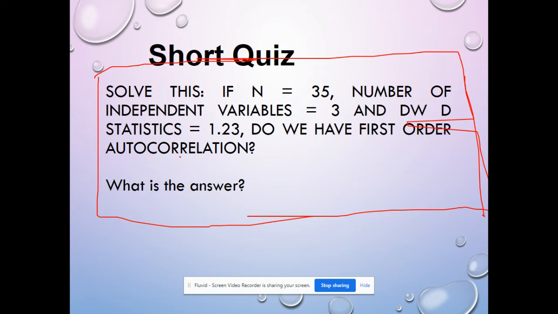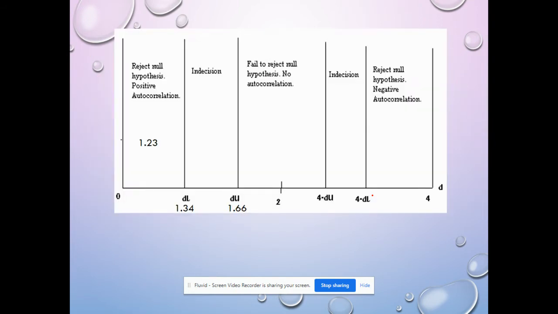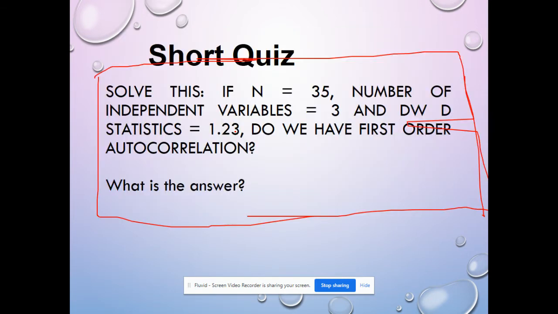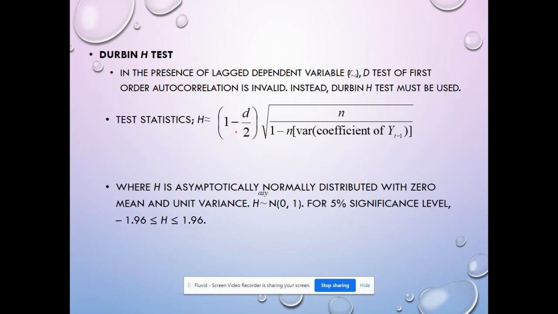This is actually the answer for this one. 35 observations, 3 independent variables, and the Durbin-Watson statistic is 1.23. Do we have first order autocorrelation? What is your answer? Yes, it's lower than 1.34, which means that we have positive autocorrelation. If it's, let's say, 1.35, then it falls somewhere in the indecision zone. Indecision, meaning we cannot make a decision. That's the first test.